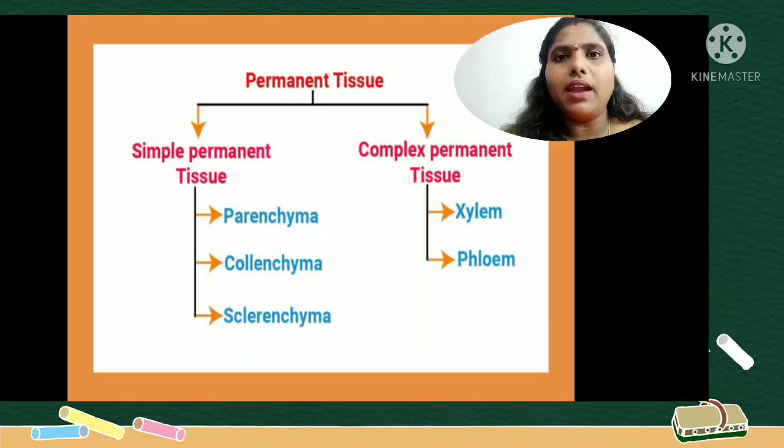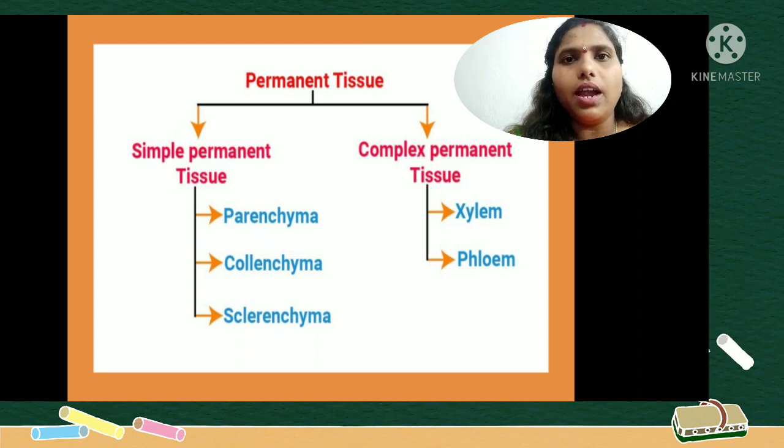Among the 4 main plant tissues, we already discussed 2 tissues. One is meristematic tissue and the second is dermal tissue, and the third one is permanent tissues. 2 types of permanent tissues are there: simple permanent tissues and complex permanent tissues. Simple permanent tissues are differentiated into 3 types: parenchyma, collenchyma and sclerenchyma. In the same way, complex permanent tissues are differentiated into 2 types: xylem and phloem. Observe the flow chart here. It is clearly seen to you.